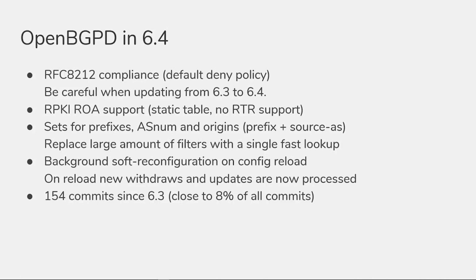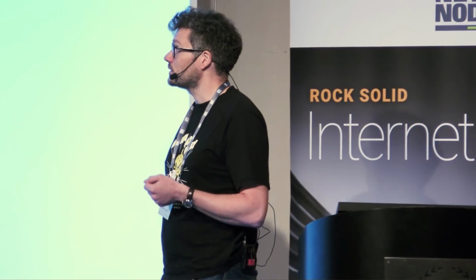All in all, I did a check a few days ago. I think a few more commits went in since. We're currently at around 155 commits since 6.3. I looked at the whole commit history of BGPD. This is about 8% of all the commits that happened to that project. I think this shows that this initiative is actually working. We've really picked up again on making a lot of changes and bringing it forward.